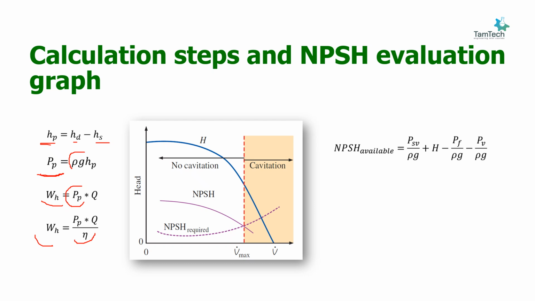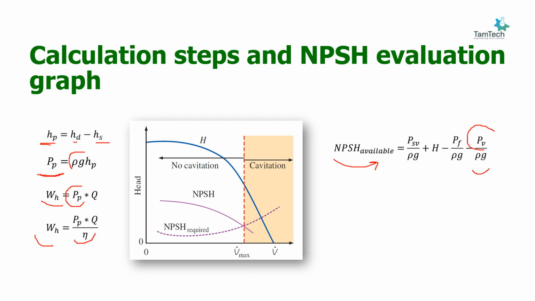And at the end, we need to calculate NPSH available. We have two types of NPSH, net positive suction head: available and required. NPSH required is given by the vendor, but NPSH available is calculated by process engineers. Here you can see it's suction side pressure divided by ρg, plus elevation head, minus pressure loss divided by ρg, and minus vapor pressure divided by ρg. We will find NPSH available at the end.